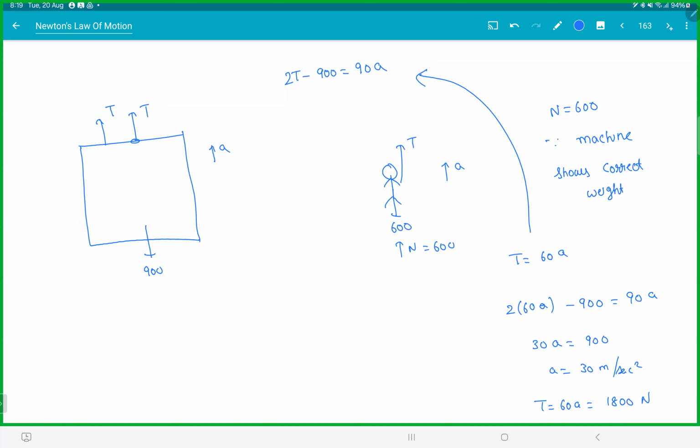If this guy has to apply this much force, then the whole system will go up with 30 meter per second square, that is 3g. And then the machine will show the correct weight. So if he applies more force than that, before 450, what he is applying before, the system will not remain at rest.